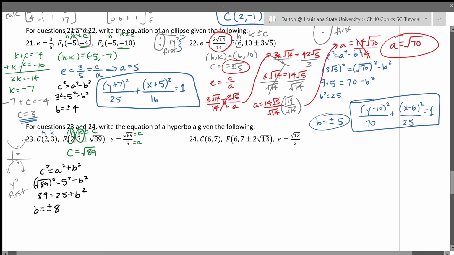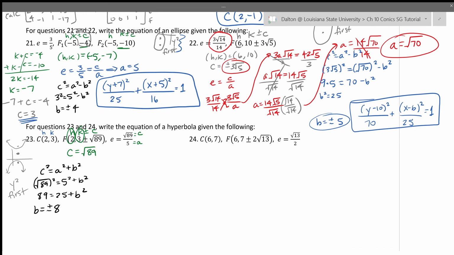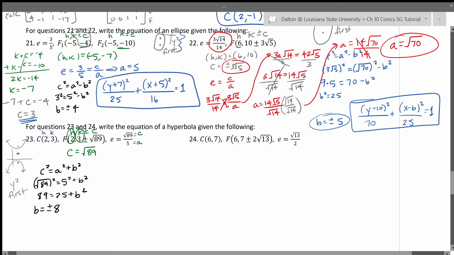So b will equal plus or minus the square root of 64, which is going to be plus or minus 8. So for this hyperbola, I know the y squared term must come first. So I'm going to do y minus k, which would be y minus 3 squared over a squared. Even though it's not necessarily bigger in a hyperbola, a squared is always the first denominator, so 5 squared is 25. The hyperbola has a minus sign in between our fractions, so x minus h will be x minus 2 squared over b squared, which is 8 squared, which is 64. That is equal to 1.